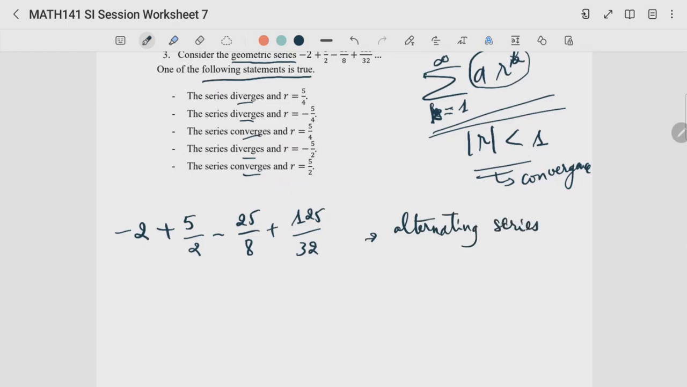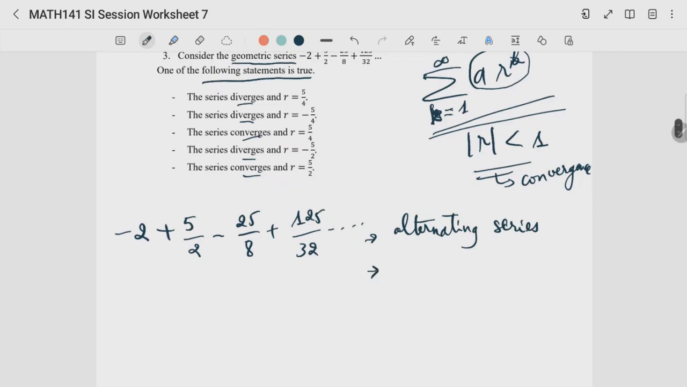How do you know that? Well, it's changing signs. The first term is negative, the second term is positive, the third term is negative, the fourth term is positive. So it is alternating signs, right?